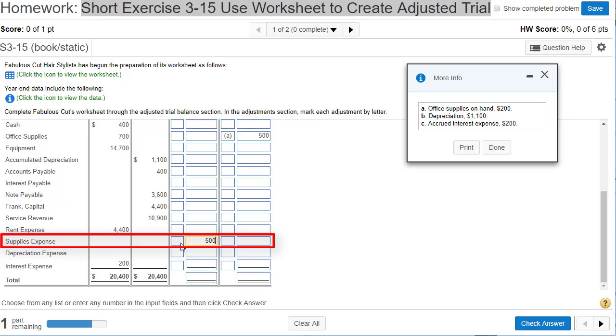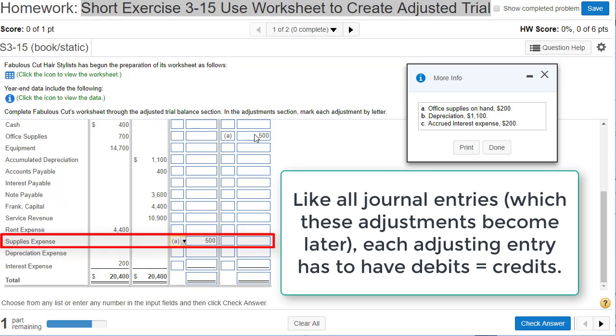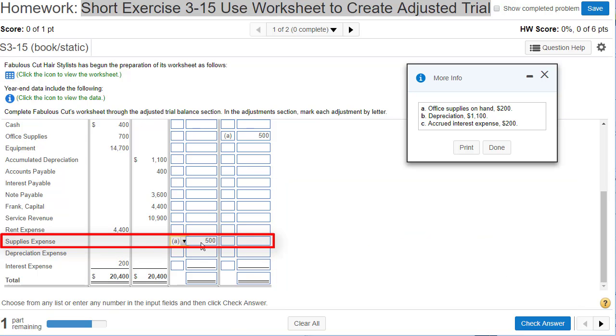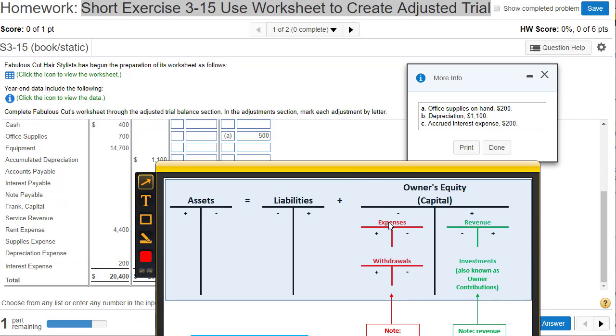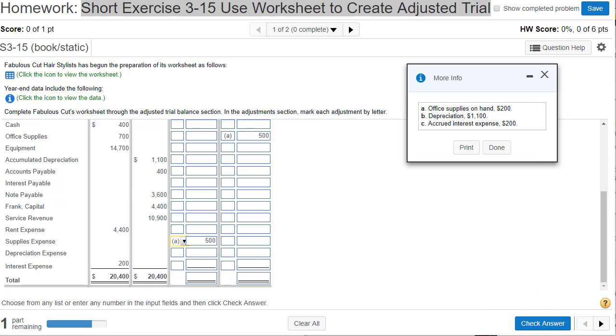And there's two reasons why I'm putting it as a debit. I already have a credit, so the other account for this adjustment has to be a debit. Also, this is an expense. As we use up the office supplies, is the expense going to increase or decrease? Well, it's going to increase. So that's another reason why we're debiting supplies expense.